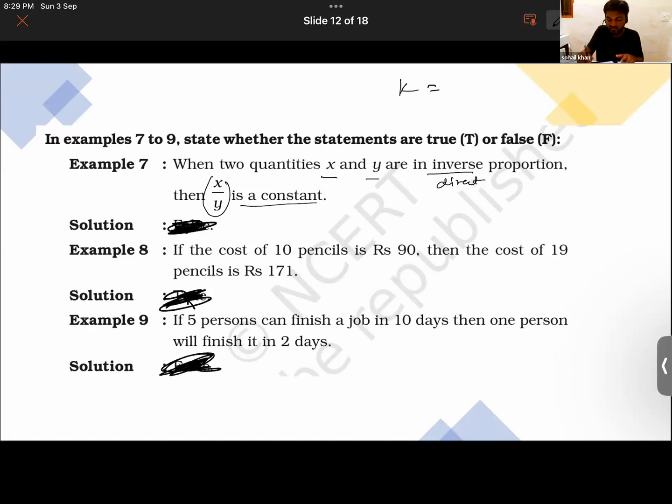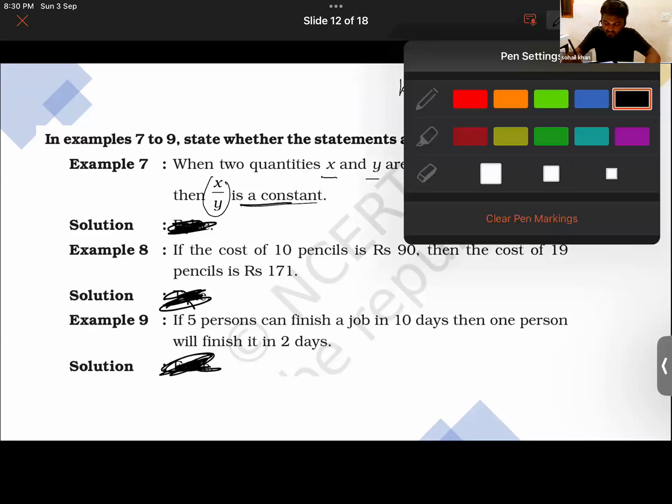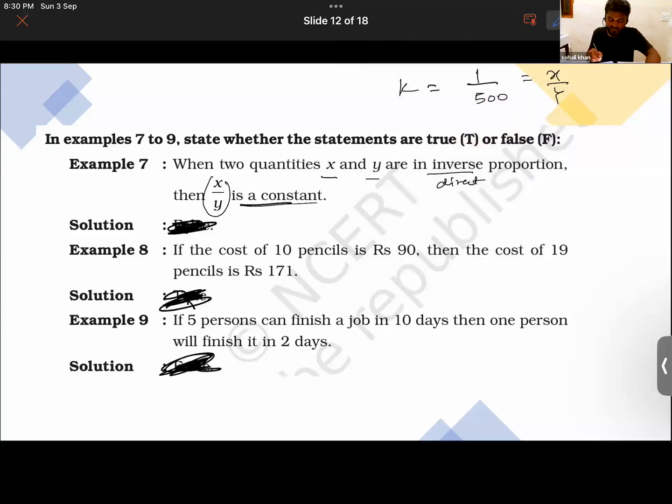Remember in the previous question you were getting 1 upon 50, 1 upon 500. This is simply x upon y in the form of a fraction. So that was for direct proportion. Getting it?